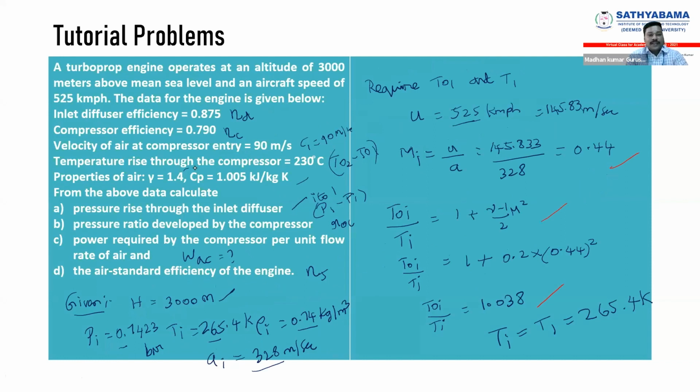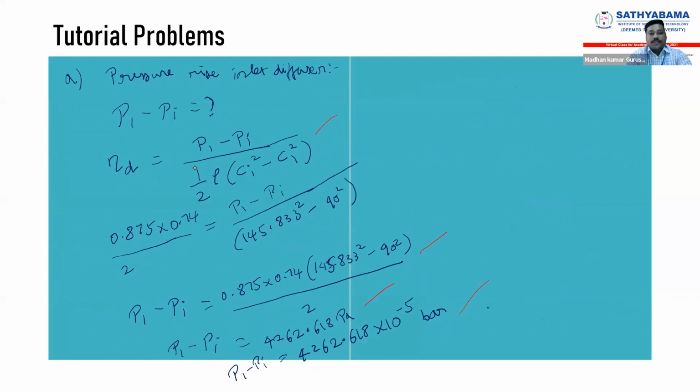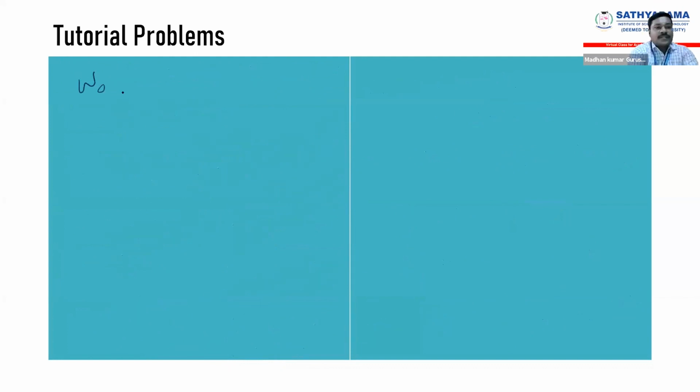What is that? Power required by the compressor per unit flow rate, right? So per unit flow rate of air means you have to multiply with m dot, right? That is, you have the enthalpy equation, you have to multiply the enthalpy equation with mass flow rate, right? So here per mass flow rate, they have mentioned unit mass flow rate, right? So you can avoid the value of m dot, and then you can find only the work done of the compressor, right?